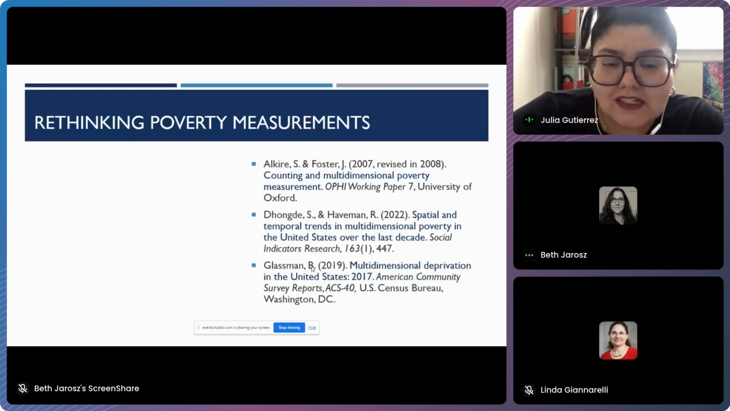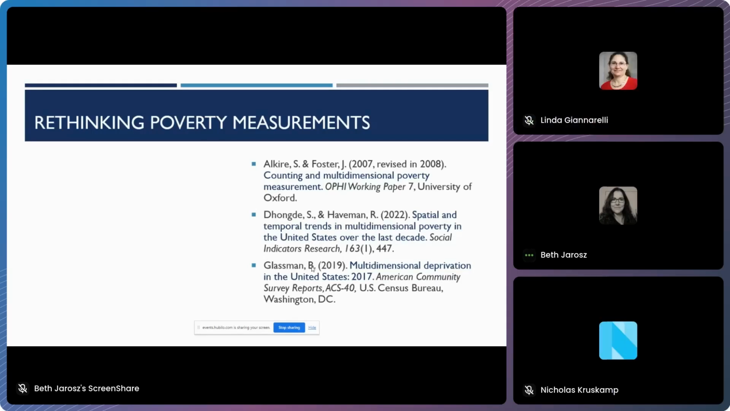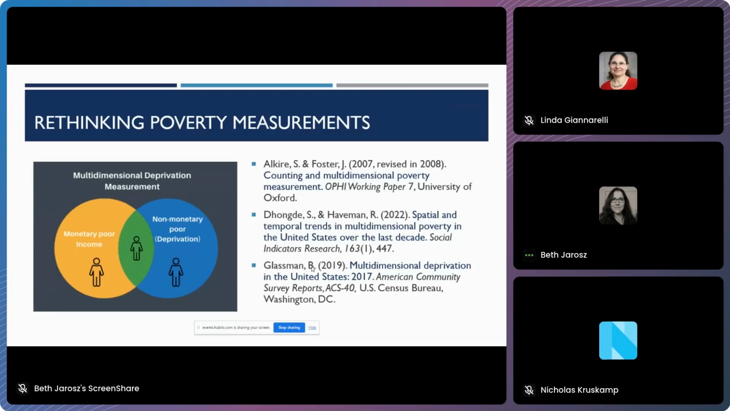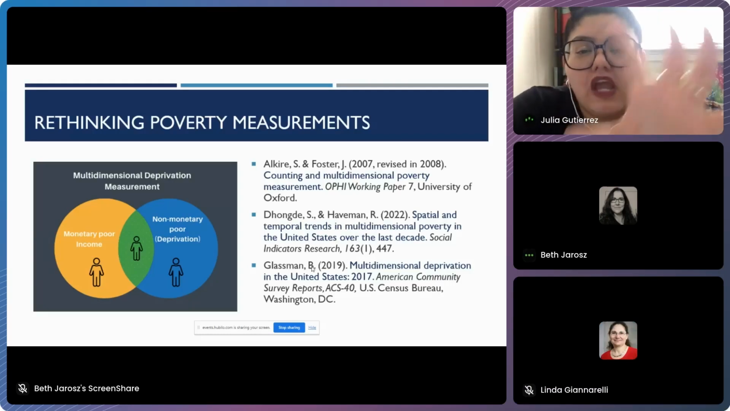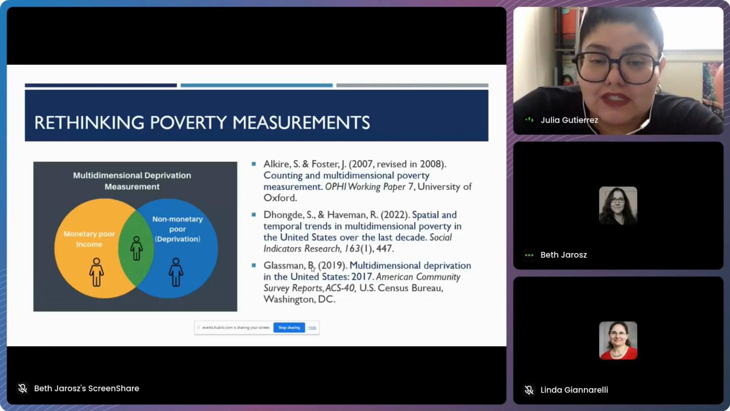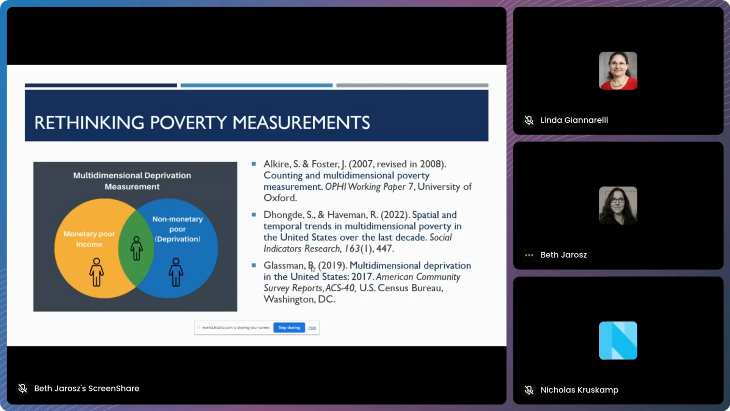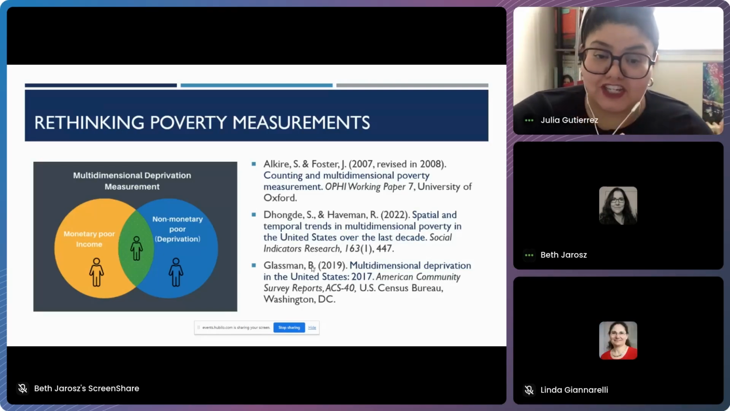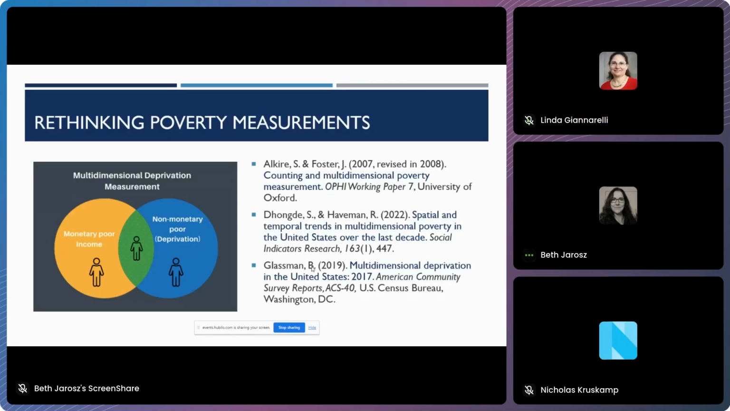Brian Glassman wrote and published an article called The Multidimensional Deprivation in the U.S., 2017 American Community Survey Reports through the U.S. Census Bureau. So the work in the US has been very limited and it's fairly new. As you can see, these are two of the major, most recent publications that have focused on applying a multidimensional poverty measurement in the US.